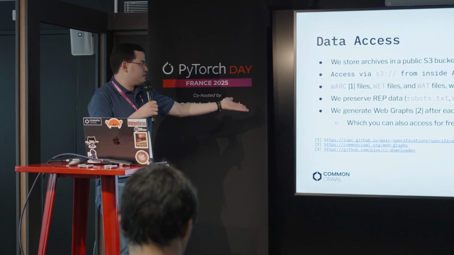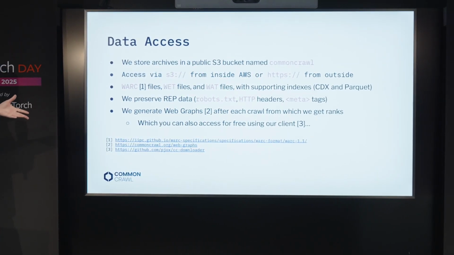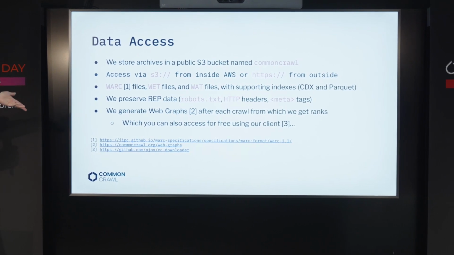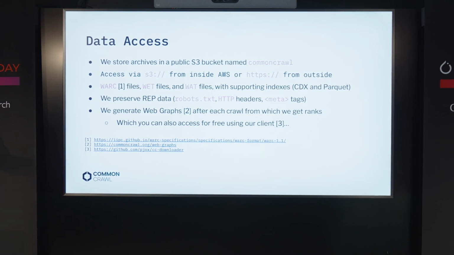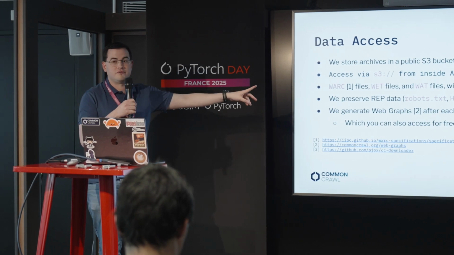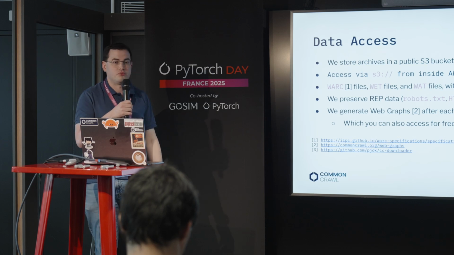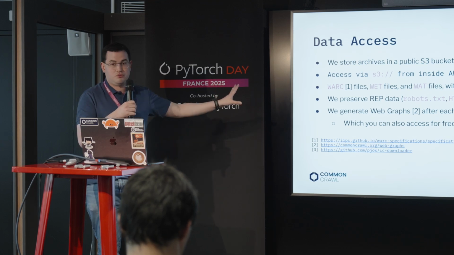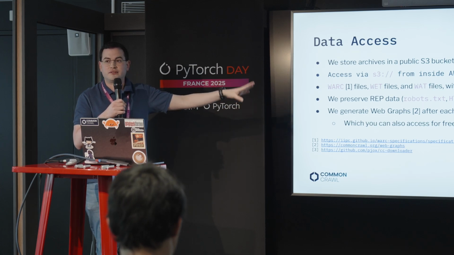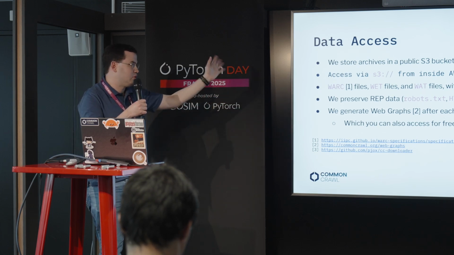We release the data in three different formats. WARC, which are the actual HTML files that we crawl, the WET files, which are the text extracts that we do, and the WAT files, which are the metadata and link information. That is very used for doing image datasets, for instance, or multimodal datasets, because in the WARC files you will only find HTML. So if you want to get multimedia, you will have to get the WAT files and crawl the images or the multimedia content yourself.